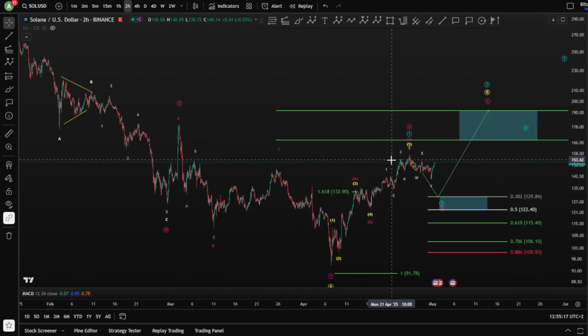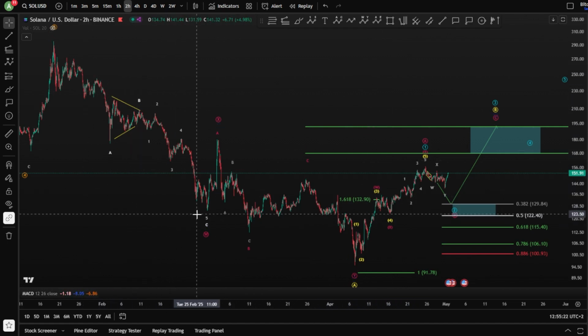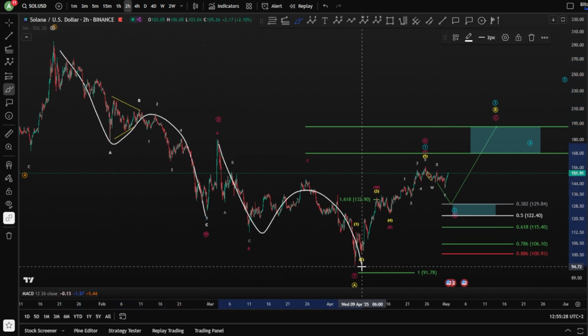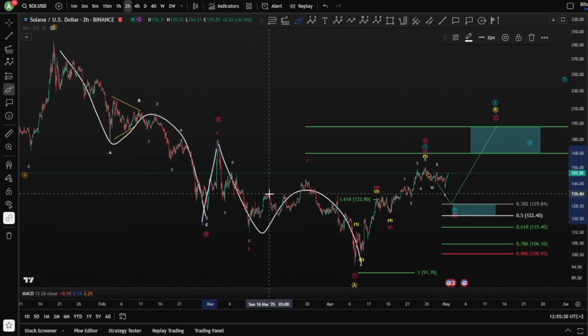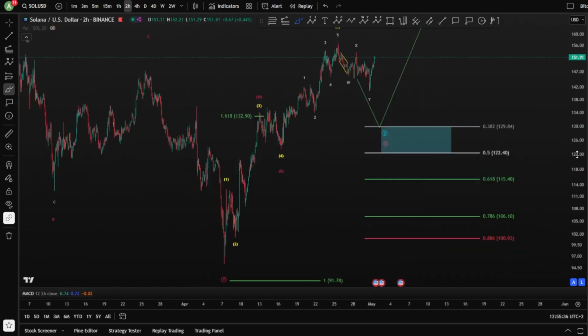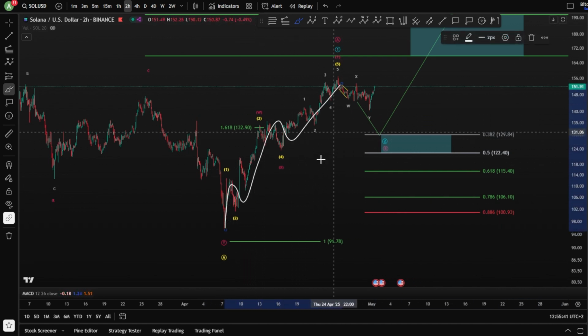Let's move inside the 2 hour chart here. We are looking at the following price action on the 2 hour chart. We have finished potentially W, X, and a Y. Obviously it is a very clear zigzag for the W and for the Y, with an X in between, matching together perfectly as a W, X, and a Y. Now basically what we are looking at here is a 1, 2, 3, 4, and a 5.